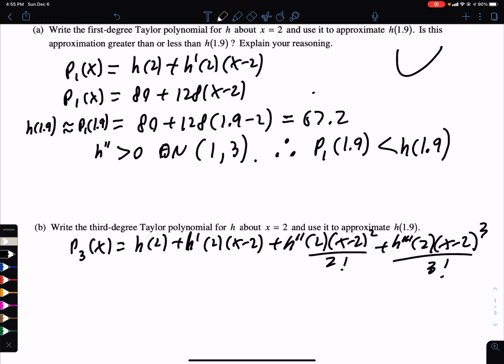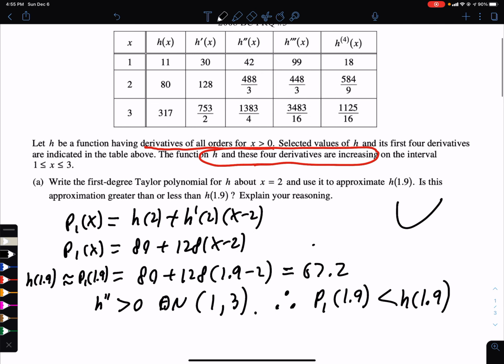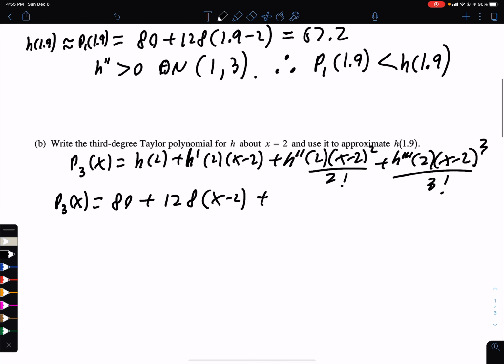And now we just replace the values from the table. And what do we get? 80. And the next one's 128. We already had that from before. And then h double prime, that's kind of a weird one. It's 488 over 3.